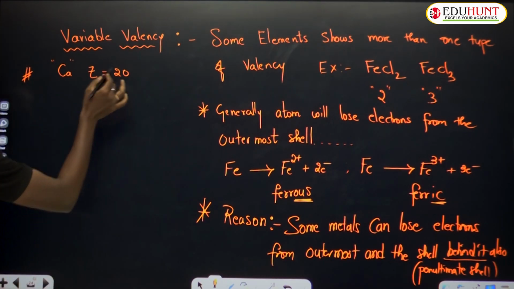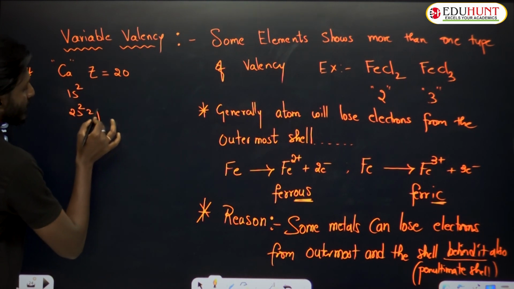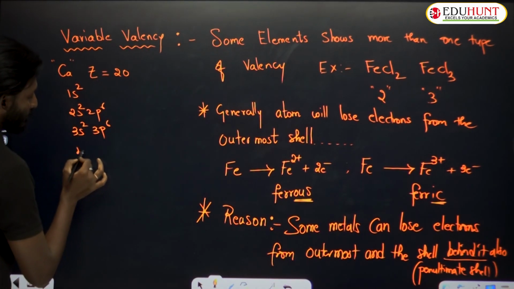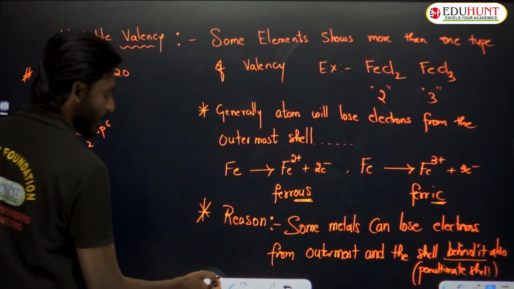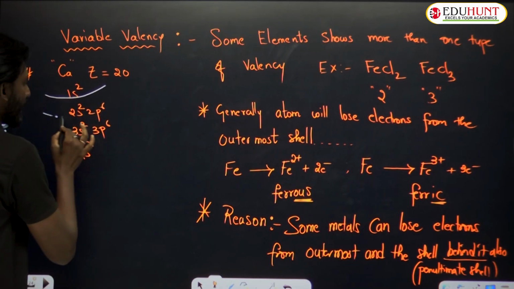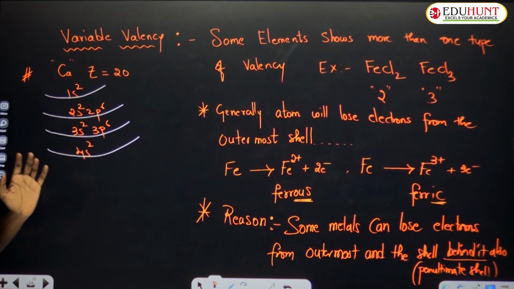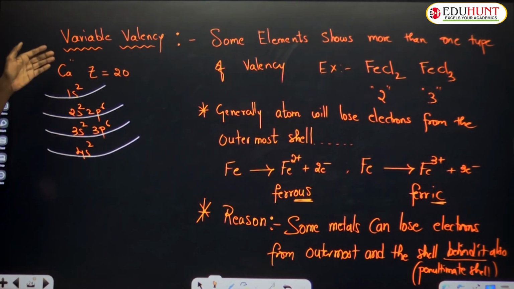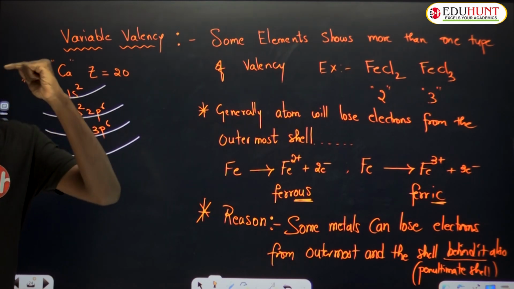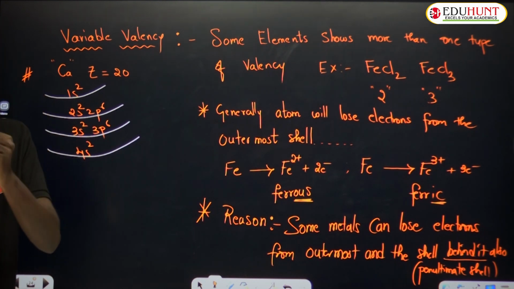Okay, yes, like this: 1s2, 2s2, 2p6, 3s2, 3p6, 4s2. Now count the number of electrons. See, this is the first shell, second shell, third shell, fourth shell. You may not know how to write this arrangement. You are going to learn this in the upcoming chapters. For now, I am writing for you. You just focus on my explanation.